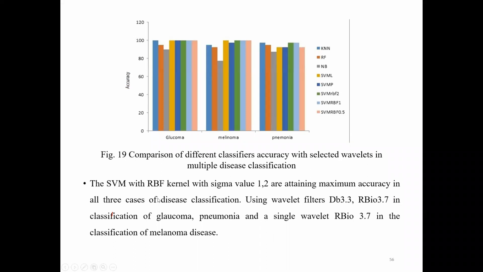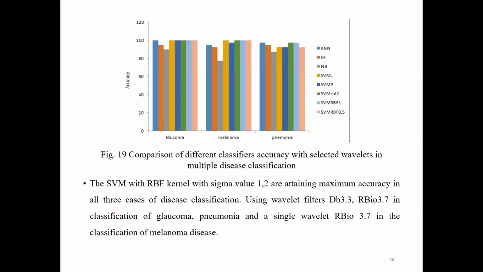The SVM with RBF kernel with sigma value 1 and 2 is attaining maximum accuracy in all three cases of disease classification. Using wavelet filters DB 3.3 and reverse bi-orthogonal 3.7 in classification of glaucoma and pneumonia, and single wavelet RBIO 3.7 in the classification of melanoma disease.